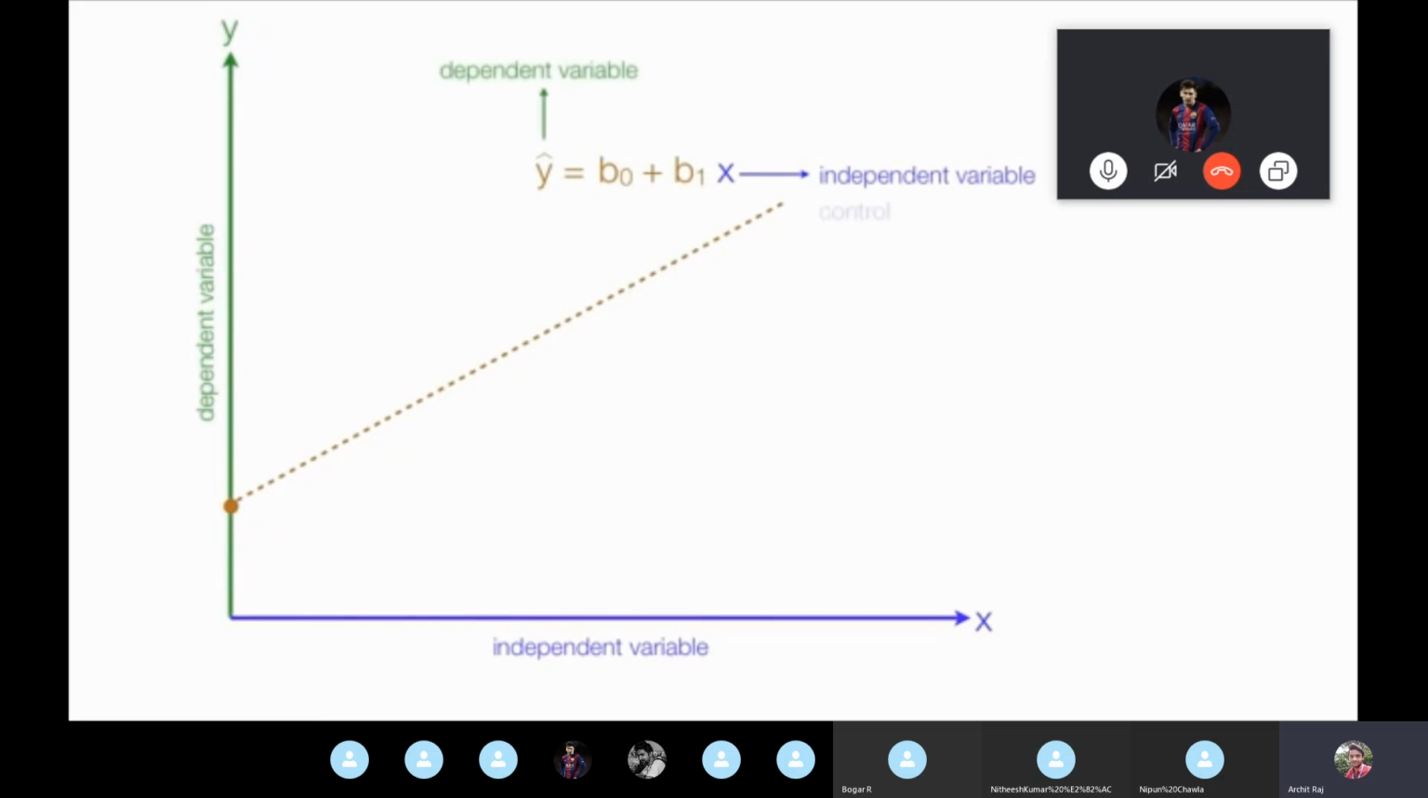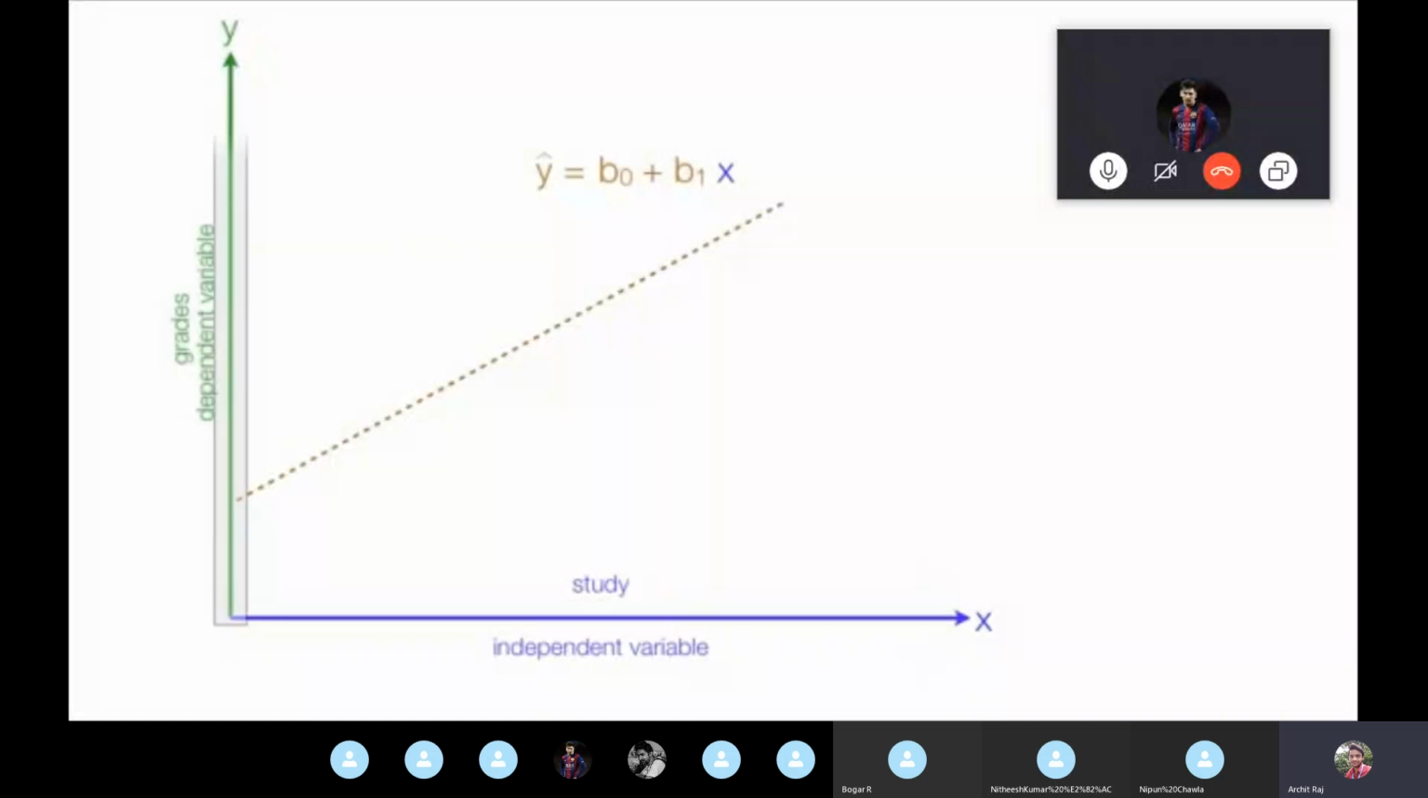Now we know x is the independent variable and y is the dependent variable. The independent variable you can control, manipulate, change, literally do whatever you want with. And depending on the independent variable, you'll get the dependent variable. Now we'll go over how exactly to find this out.